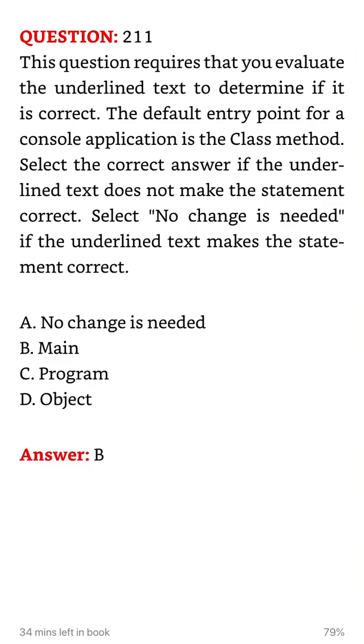Question 211. This question requires that you evaluate the underlined text to determine if it is correct. The default entry point for a console application is the class method. Select the correct answer if the underlined text does not make the statement correct. Select no changes needed if the underlined text makes the statement correct. So the answer is B, Main, because the default entry point for a console application is the Main method.